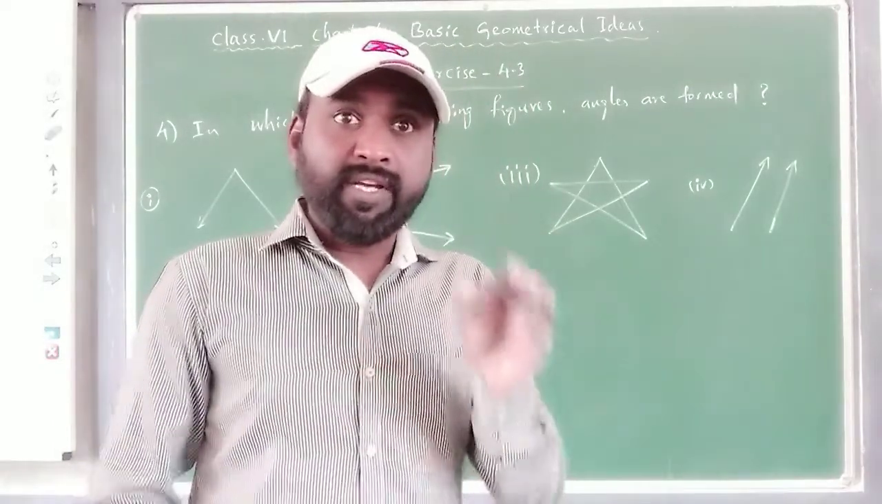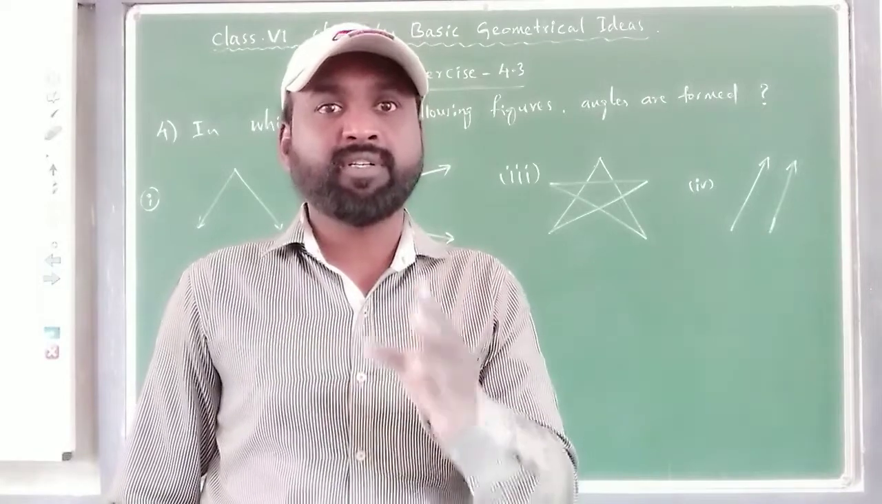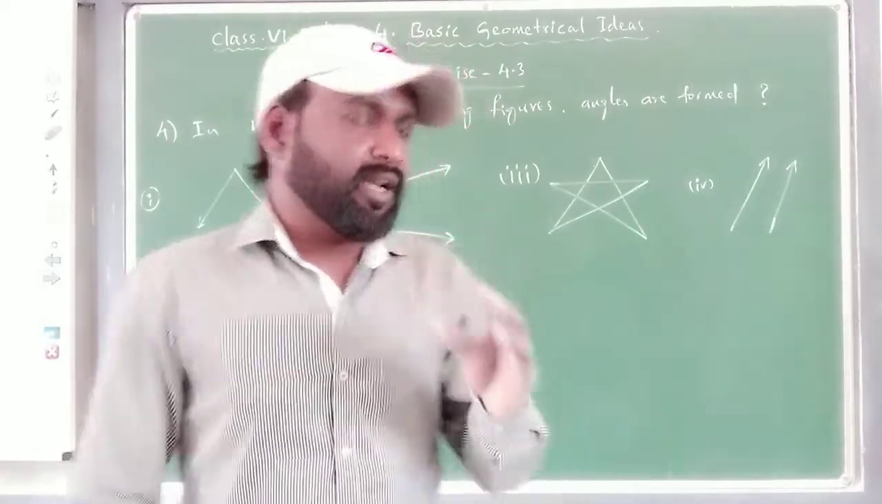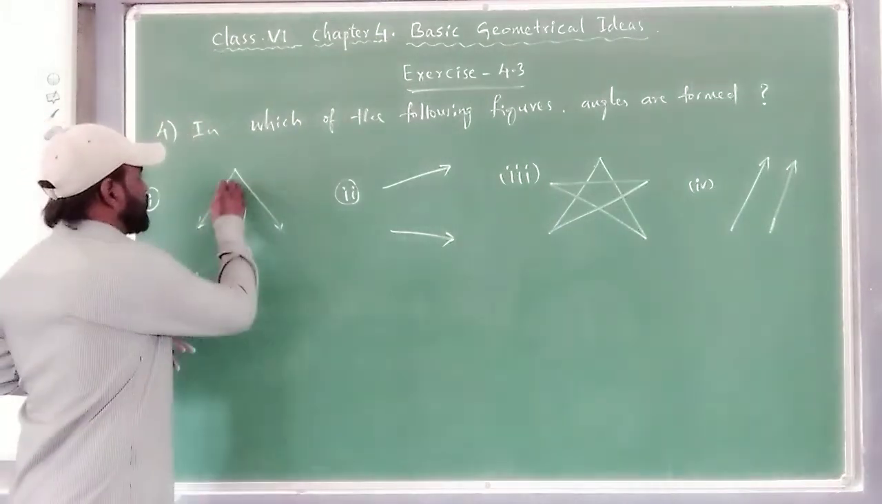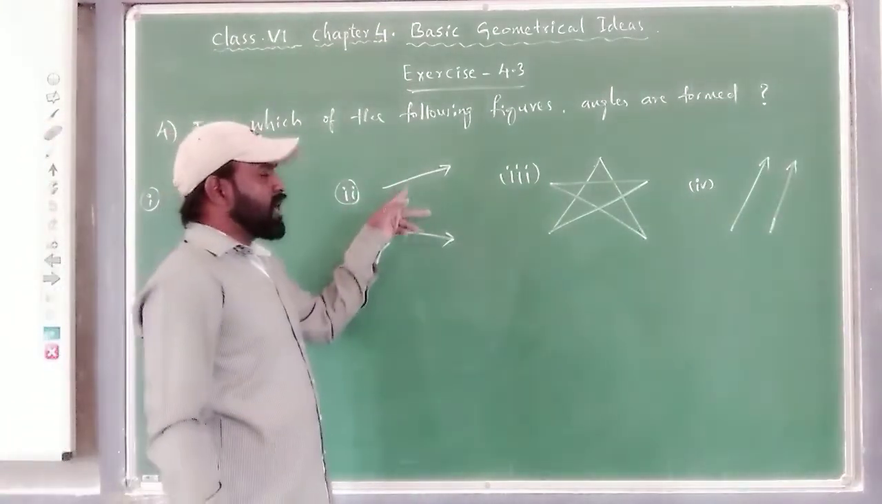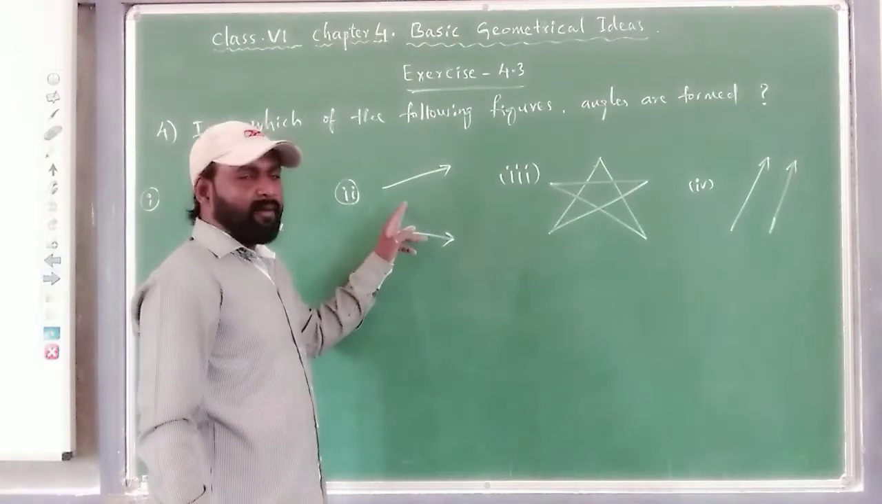So the 2 rays should have a common point. That means they should be in touch with each other. So here you see, here the 2 rays are in touch with each other. So angle is formed here. But here the 2 rays are not connected at all. They do not have any common point at all.